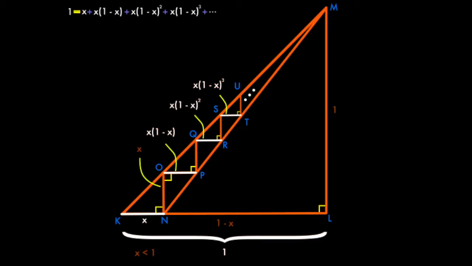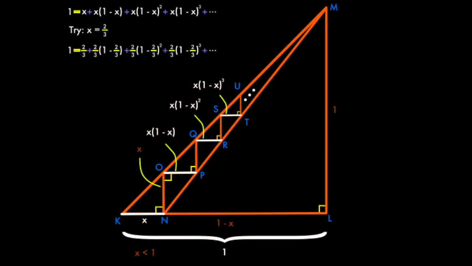So this time the cobweb diagram is inscribed entirely within this isosceles right triangle, but we're still going to add up all the horizontal lengths. So we see that the bottom length is 1, and that is going to be equal to x plus x times the quantity 1 minus x, plus x times the quantity squared of 1 minus x, plus x times the quantity cubed of 1 minus x, and on and on and on forever.